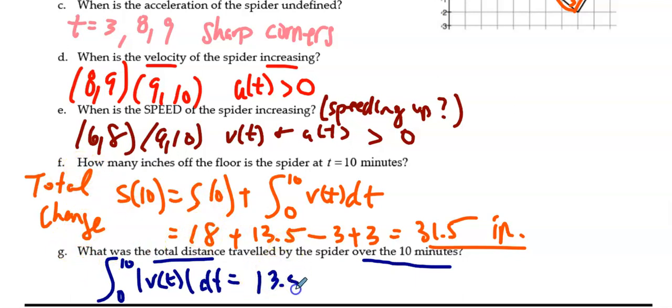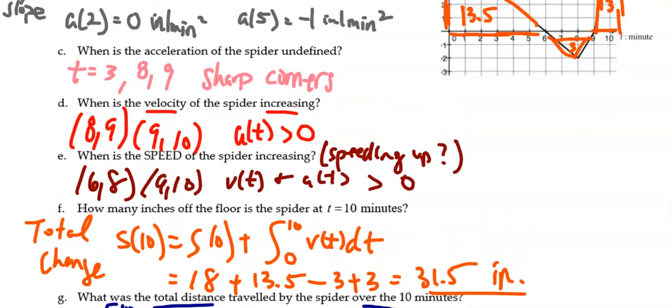We walked forward 13.5. We're now going to add the 3 that we walked backwards, because we still traveled 3 units backwards, and then we're also going to add the 3 units that we went forwards. So this is going to be 19.5 inches. So that's the total distance that the spider traveled over the 10 minutes. Okay, so there's our first example.